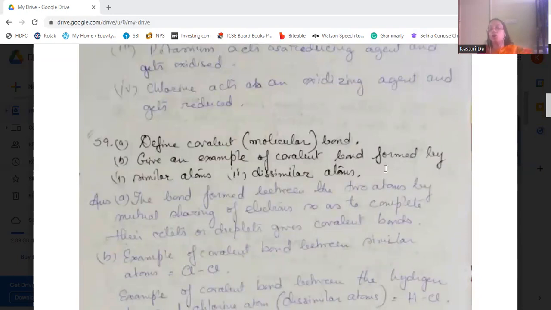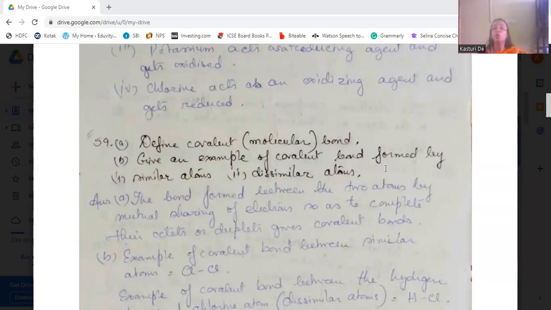Define covalent or molecular bond. Give an example of covalent bond formed by similar atoms and dissimilar atoms. The first part, define covalent or molecular bond. The bond which is formed between two atoms by mutual sharing of electrons. Not transfer, but sharing of electrons, so as to complete its duplet or octet. And this forms covalent bonds, or you can say, a molecular bond.